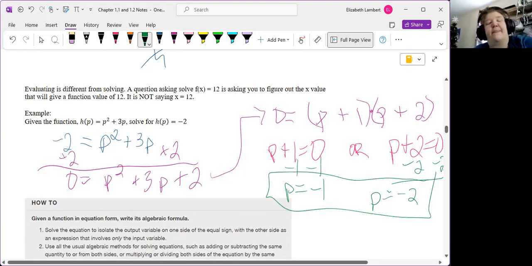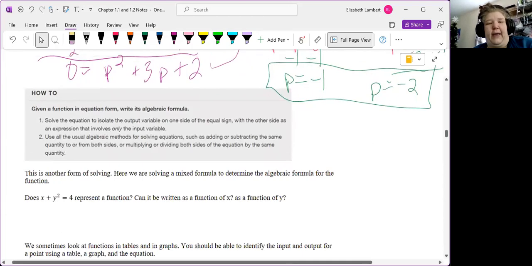All right. So those are the p-values that produce -2 as a function value. If I plug in -1 into my original function, that'd be 1 plus 3 times -1. 1 minus 3 is -2. If I plug in -2, -2 squared is 4. 4 plus 3 times -2 is -6. 4 minus 6 is -2. They both work. Okay.